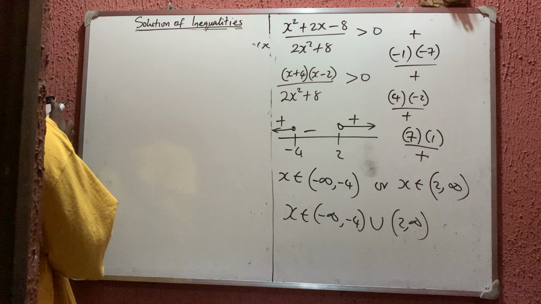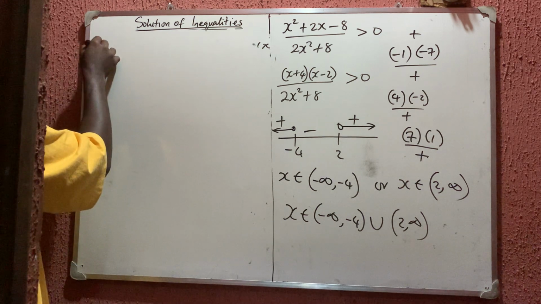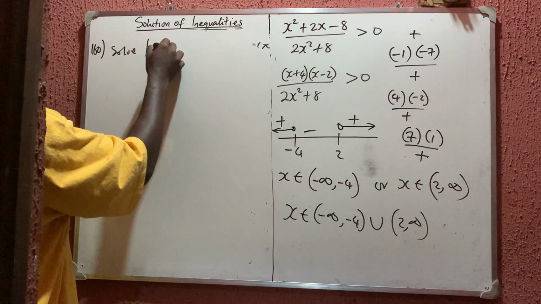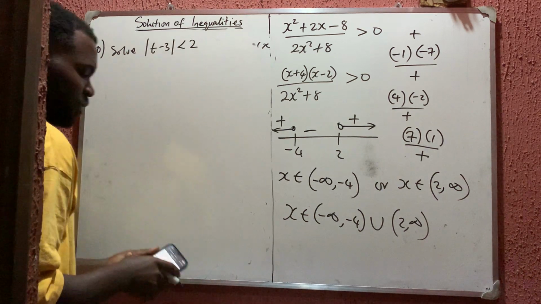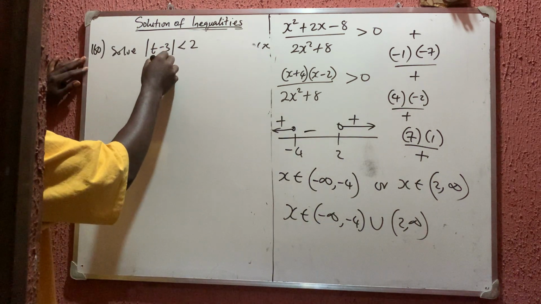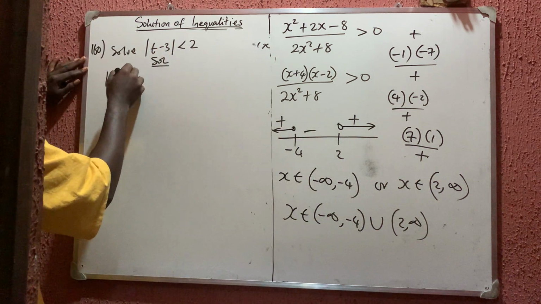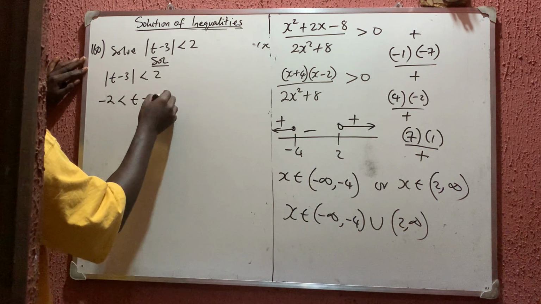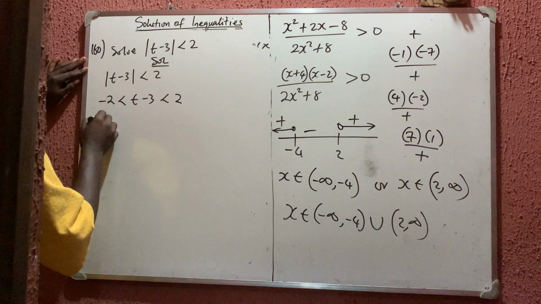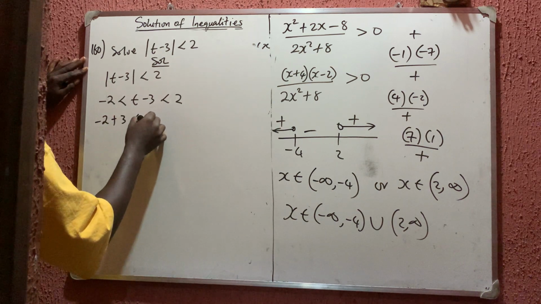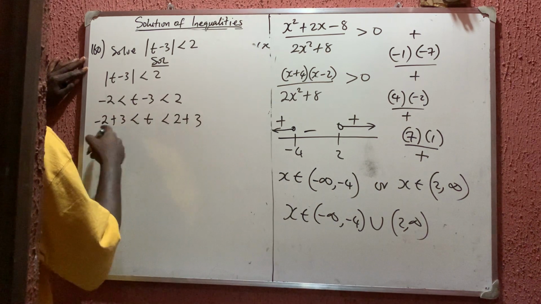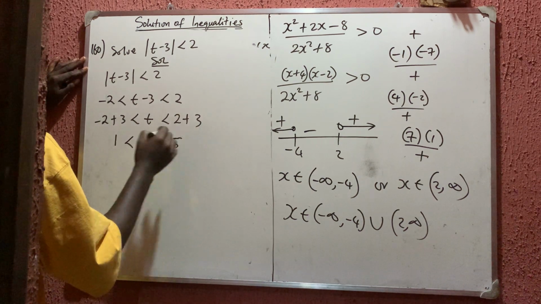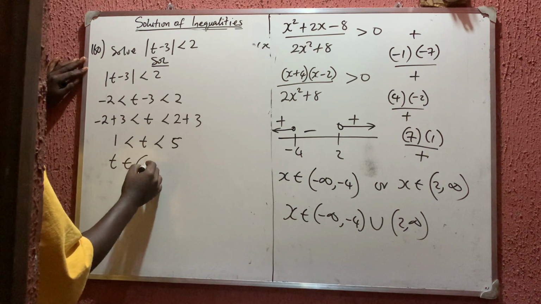Question number 160, which is the last question here. 160 said we should solve the absolute value of t minus 3 is less than 2. I told you for less than, you can just solve this straight, no need to separate. So I have absolute value of t minus 3 is less than 2, shows that minus 2 is less than t minus 3, which is less than 2. Take this side, minus 2 plus 3 is less than t, which is less than 2 plus 3. So this and this is giving me positive 1 is less than t, which is less than positive 5. So t is an element of open set of 1 comma 5.